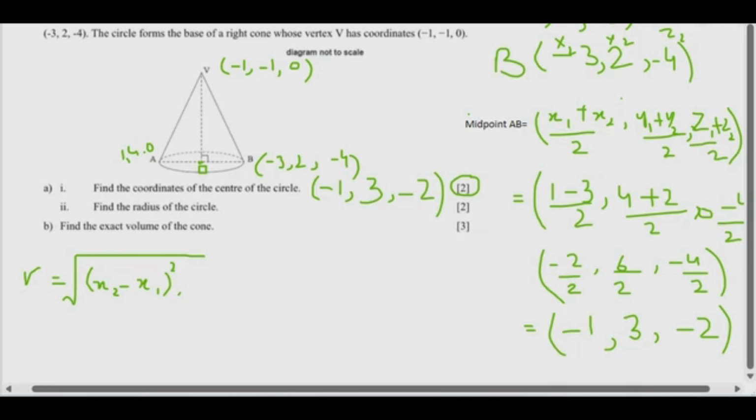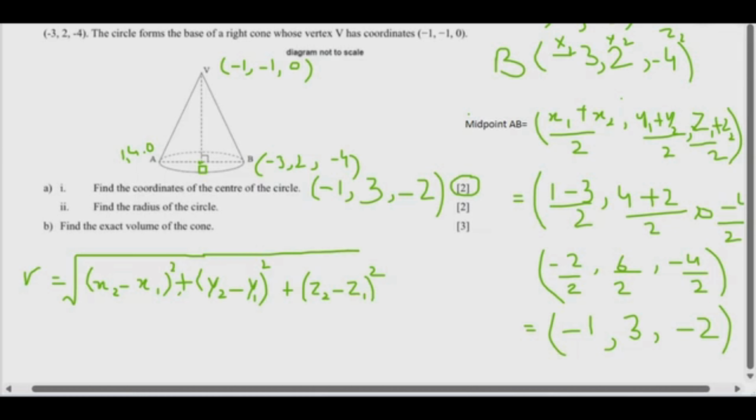Plus y2 minus y1 square plus z2 minus z1 square. And a square root of all of them.